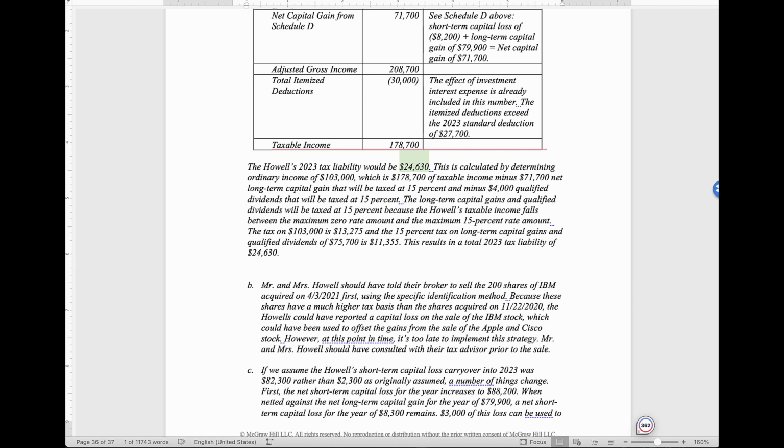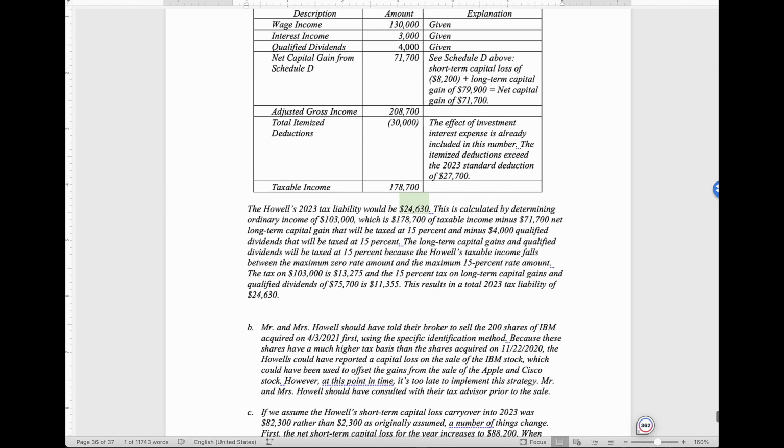And this is calculated where we're taking our ordinary income of $103,000, which is the $178,700 of taxable income minus the $71,700 up here, net long-term capital gains, because that's going to be taxed at 15%. And we're also going to deduct from that number $4,000 of qualified dividends, because that's also going to be taxed at 15%. And then the long-term capital gains and qualified dividends are taxed at 15% because the Howells' taxable income falls between the 0 rate and the maximum of 15% rate.